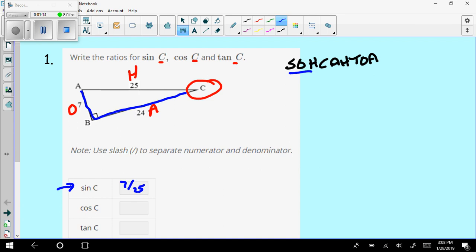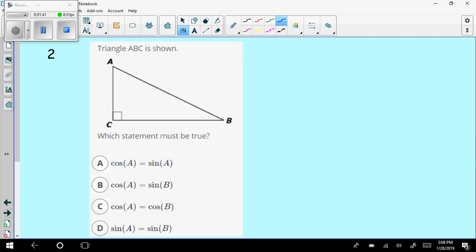Move on to the next question. The cosine of C, the definition of cosine is A over H, so adjacent over hypotenuse, so 24 over 25. And finally, tangent. Tangent is defined as opposite over adjacent, O over A, so 7 over 24. Answer the question this way, collect the points, and move forward.